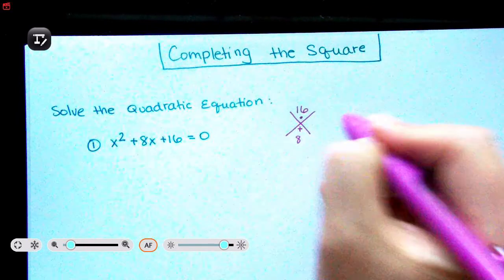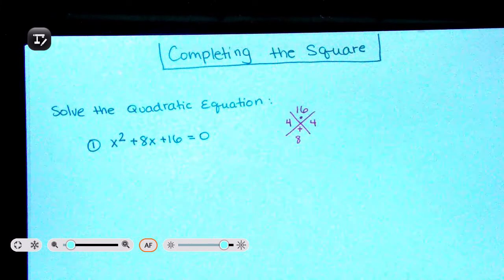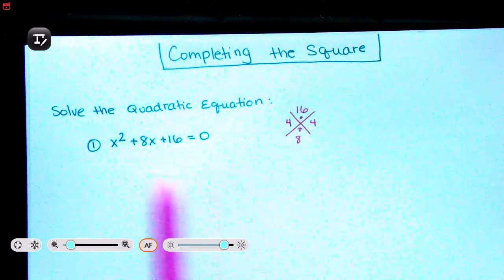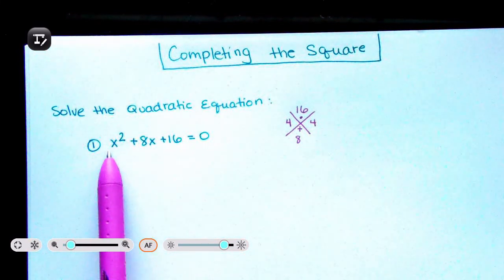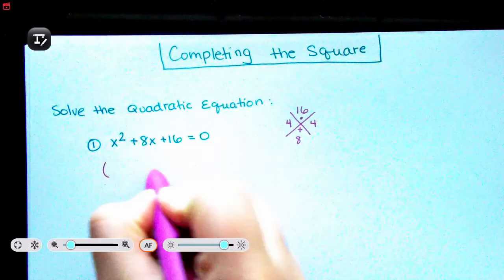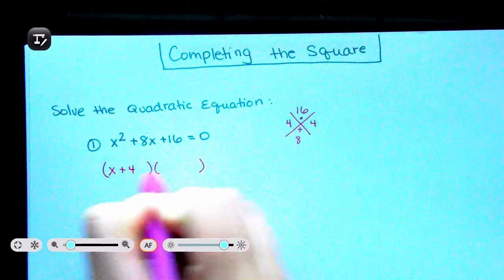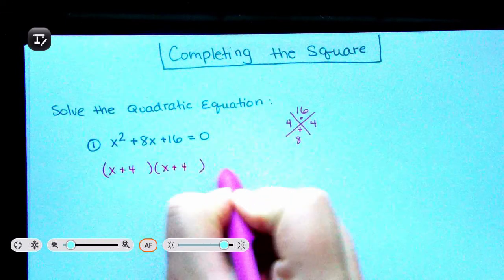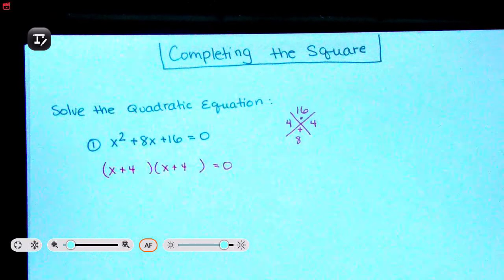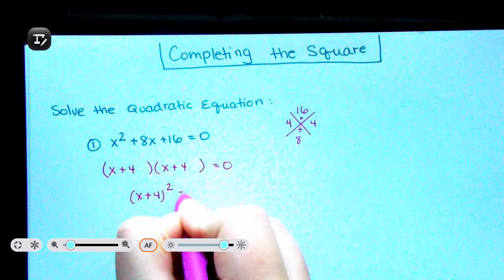And those two values, I have 4 plus 4 is 8. 4 times 4 is 16. And I don't have to do anything other than that because my coefficient for my leading term is 1. So we're done there. So then that means I have x plus 4 and x plus 4 as my factors, which means I have x plus 4 squared.